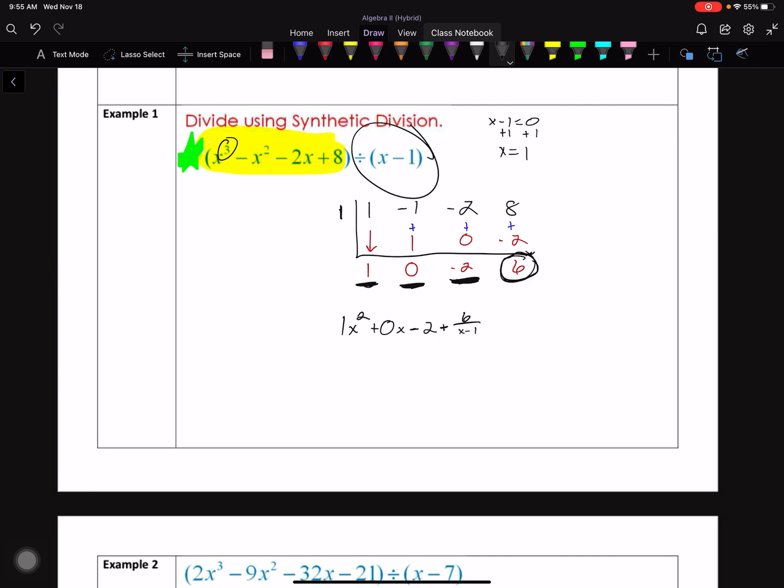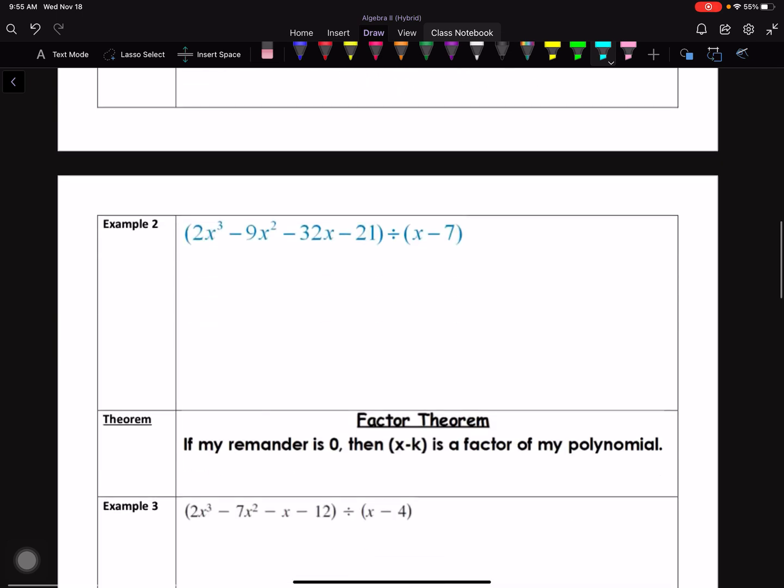So yeah, we're back to remainders. If you want to clean this up, which I would suggest doing, you actually get x squared minus 2, so we don't need this term, and we don't really need the 1, plus 6 over x minus 1. And there you go. That is synthetic division. That would be your answer. Like I said, it's the same process. Your answer just looks different. So let's do another one here.